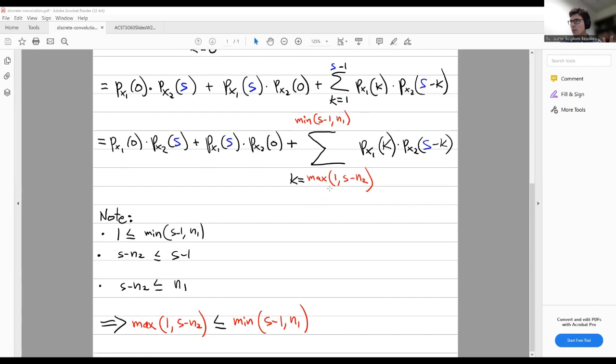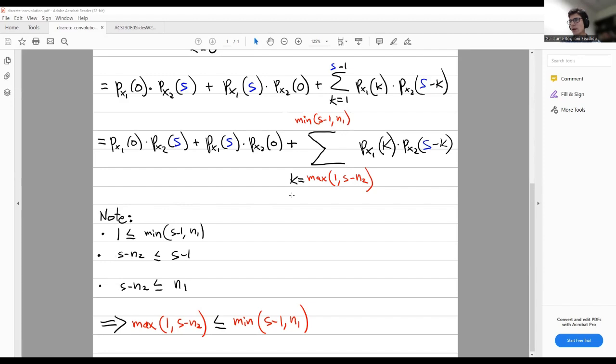Here, if this maximum is 1, where we start the summation at 1, and 1 is smaller than this minimum. Well, yes, because s is at least 2, and then 1 is at least 1. So that's fine. If the summation starts at 1, this is okay. And then if not, if s minus n2 is bigger than 1, well, what happens?